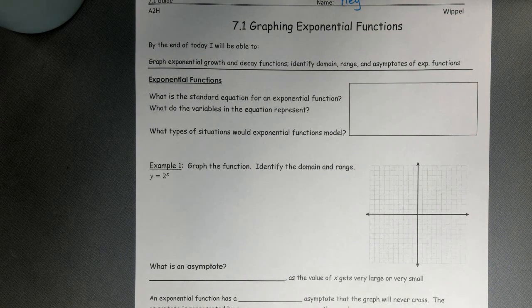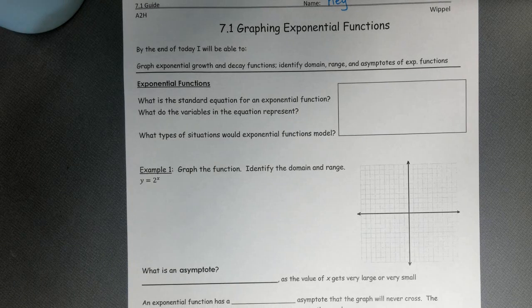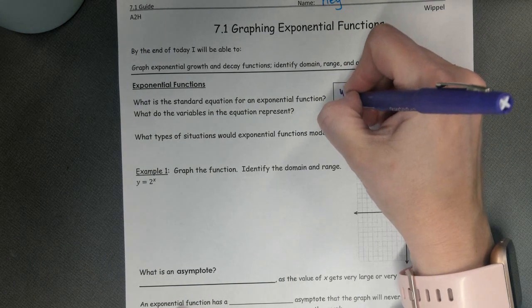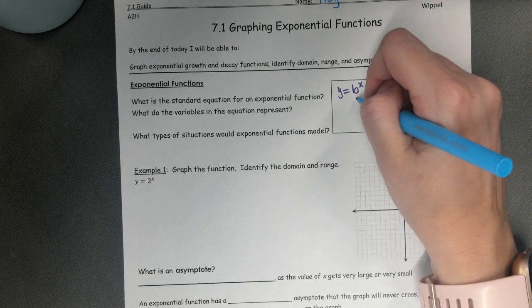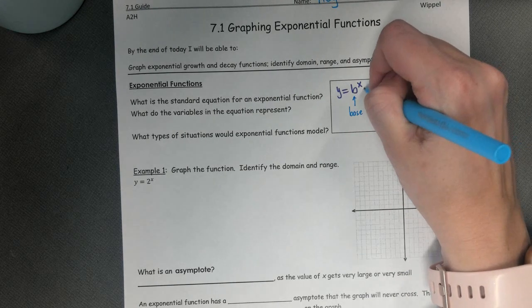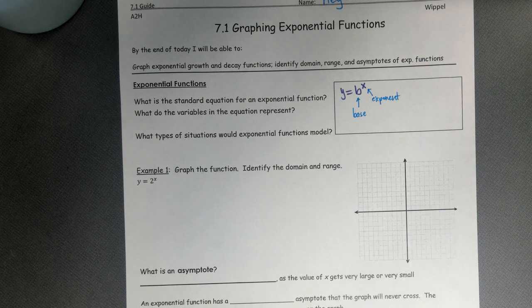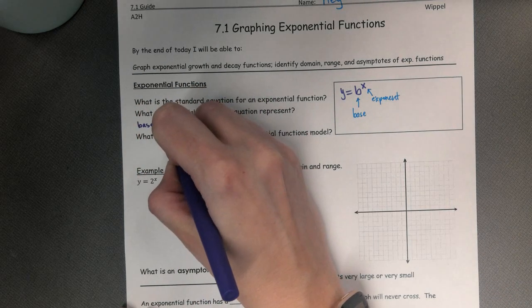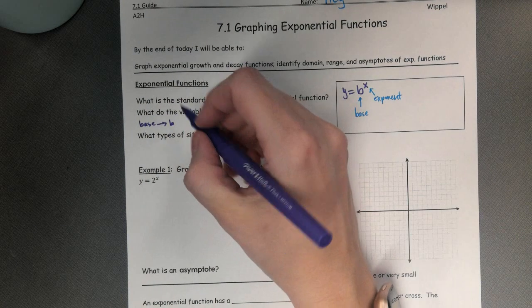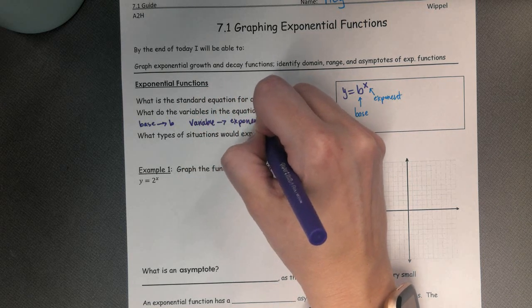Right, so for exponential functions, there is a standard equation. We're going to put that here. So the most basic one would be if you had y equals b to the x power. Okay, and this value of b is the base, and then your variable is your exponent. Okay, so what do the variables in the equation represent? So your b is your base. Okay, the exponent is always going to be the variable. Okay, so the variable is always in your exponent.